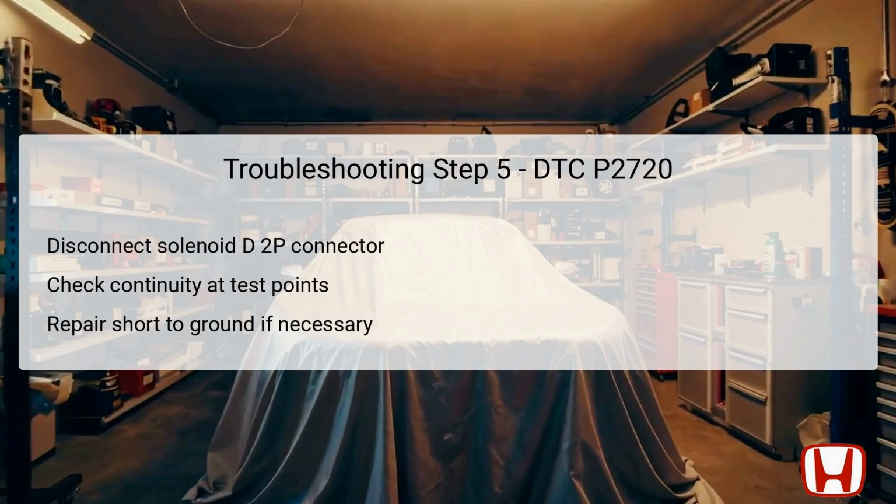During the fifth step of troubleshooting DTC P2720, the focus shifts to the AT clutch pressure control solenoid valve D. Begin by disconnecting the AT clutch pressure control solenoid valve D 2P connector to prepare for continuity testing. With the vehicle still off-lock, continuity must be checked between test points 1 and 2. Test point 1 is located at the number 2 terminal of the AT clutch pressure control solenoid D 2P connector, while test point 2 is grounded to body ground.